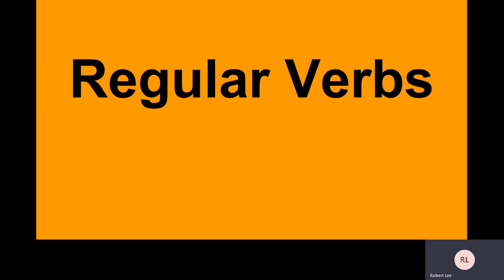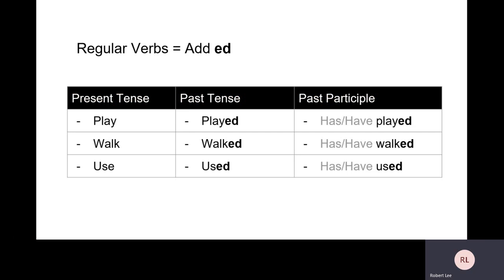So regular verbs end in ed. That's how we know that they're regular verbs. So here I have three examples for you. In the present tense, play is play, and in the past tense, you just add an ed to it. For the past participle, so when we talk about the present perfect, like he has played today, again, you just add ed to the verb.